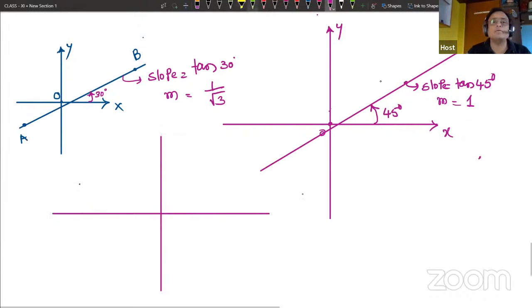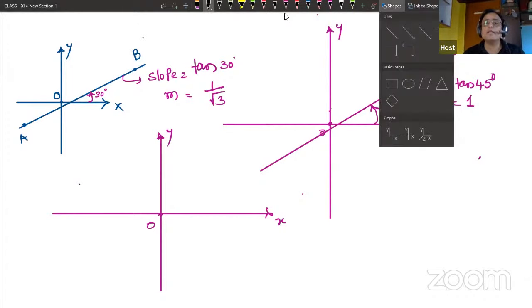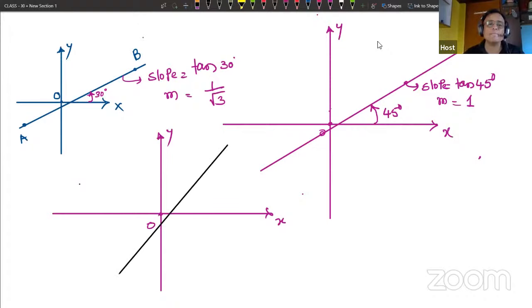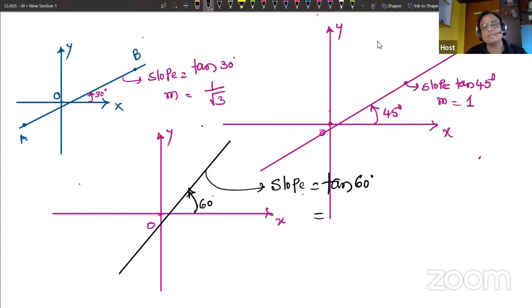So this is again, no need for you to write every time, that is positive x-axis and positive y-axis and origin. Suppose the line is making an angle 60 degrees with the positive x-axis. So this is the line, we have to find out its slope. Suppose its inclination is 60 degrees, then definitely we know that the slope is equal to tan of the inclination of that line. So tan 60 is root 3. Slope is equal to root 3.